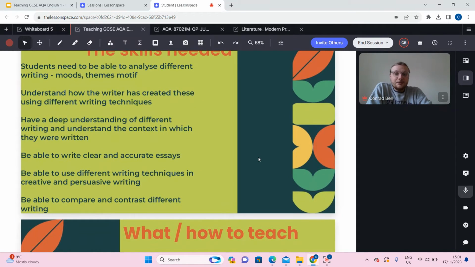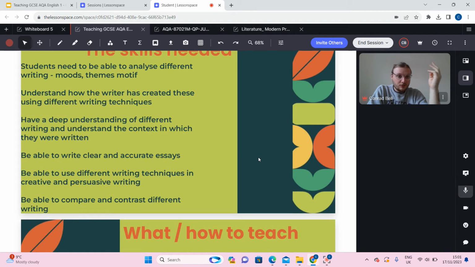Then they need to have a deep understanding of different writings and understand the context in which they were written. So they have to learn three different pieces of writing along with about 20 short poems. It seems like a lot. The poems, they don't need deep understanding of those, they need knowledge of them, but they don't need to go as hard as they do with the books.